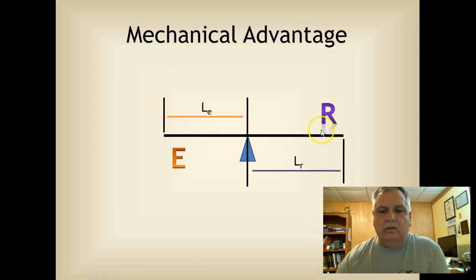On the other hand, the resistance, let's say, is going to be applied over here to the very edge of the lever on this side. So the length of the resistance arm is going to be the distance from the fulcrum to the resistance, L sub E and L sub R. Okay?